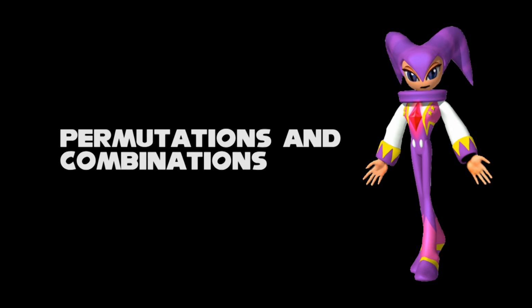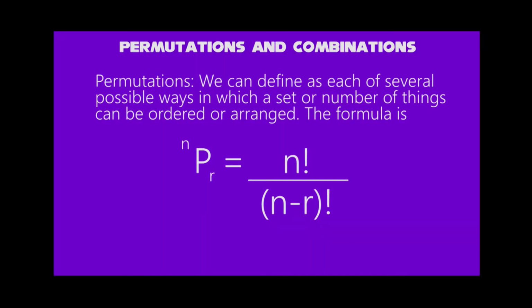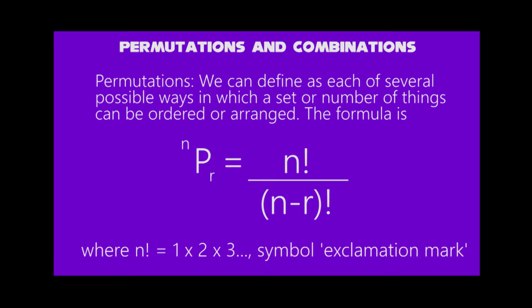We will learn about permutations and combinations. Let's begin with permutations. This is defined as each of several possible ways in which a set or number of things can be ordered or arranged. Let us denote the formula as nPr, where n refers to the number of items, and r refers to taking items at a time. We write n factorial divided by the entire factorial of n minus r.